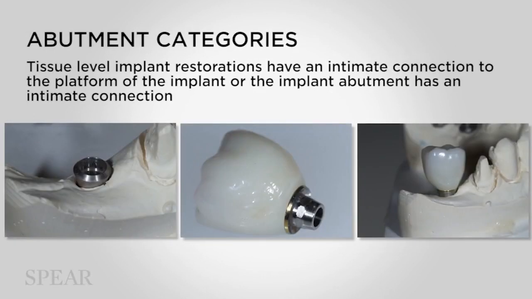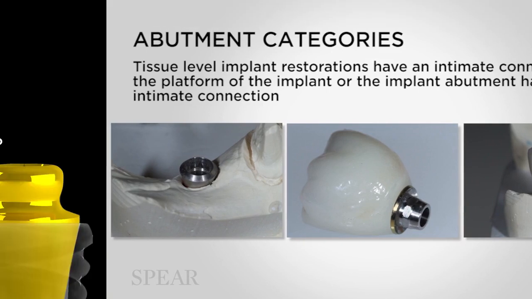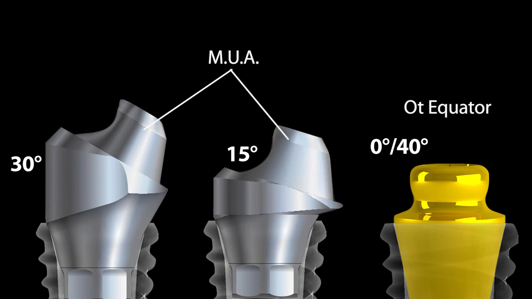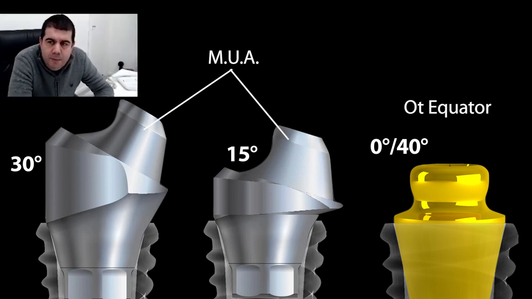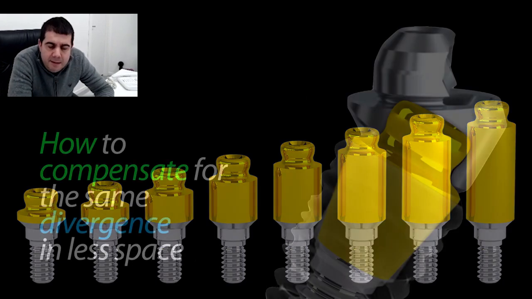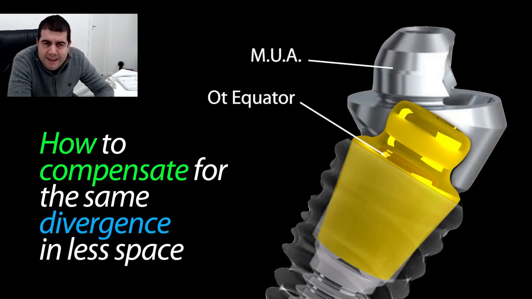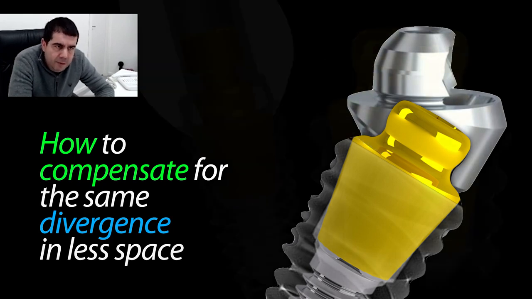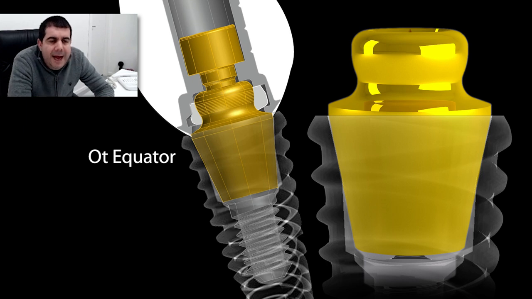The standard MUA component is normally available in multiple heights and dimensions, but each solution has a larger size compared to the OT Equator that was designed as a reduced profile solution. Both types of components are available in multiple heights, but MUAs have a larger volume and require a minimal height to work as angulated solutions. OT Equator will keep the same reduced dimensional space regardless of the required angulation to correct unnecessary gingival height.